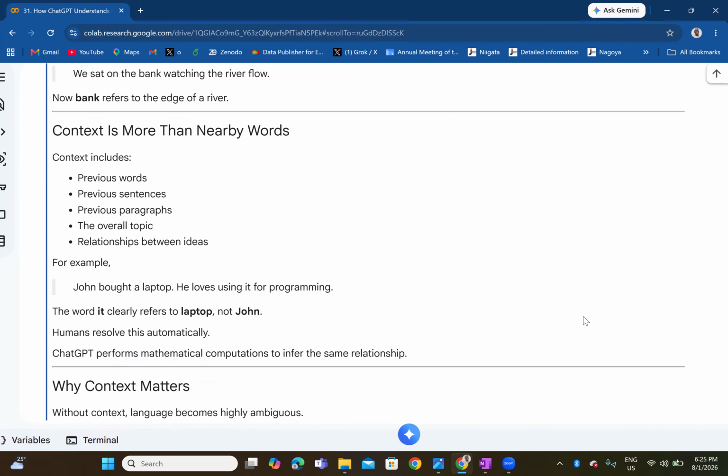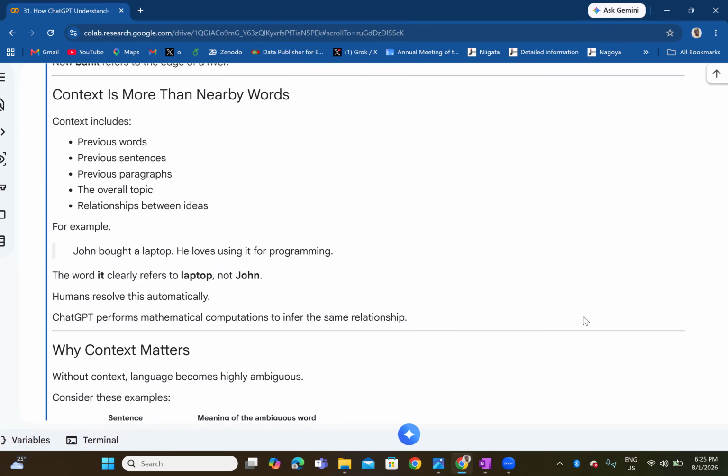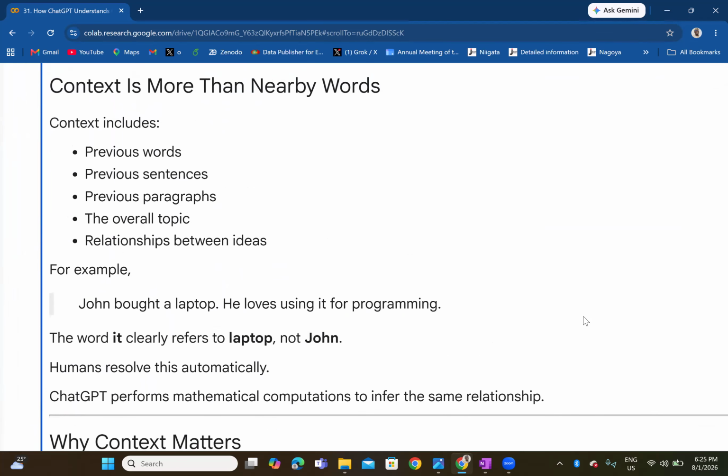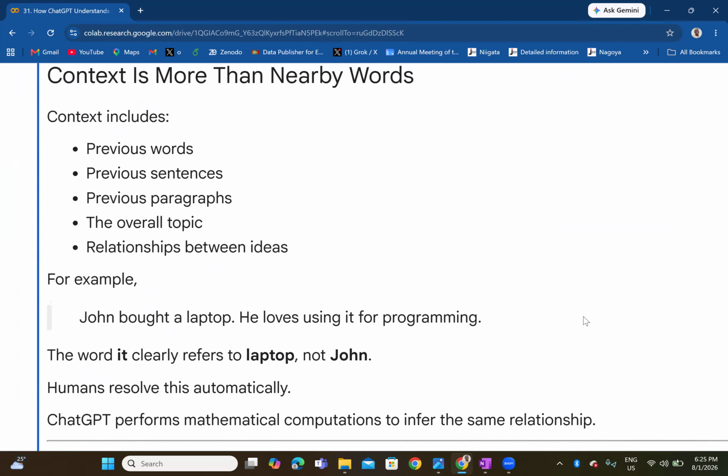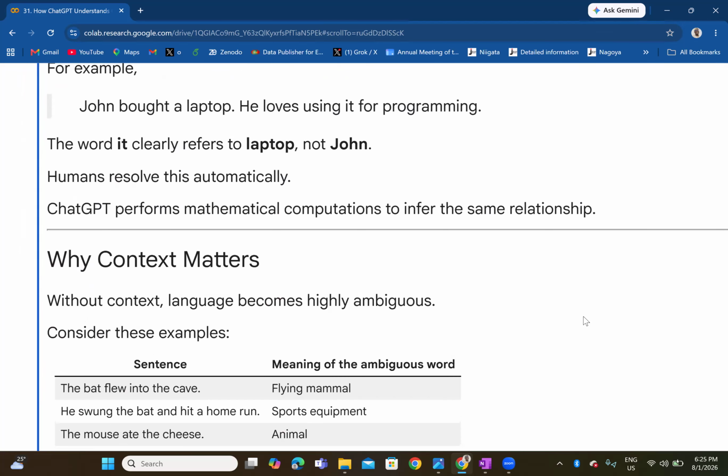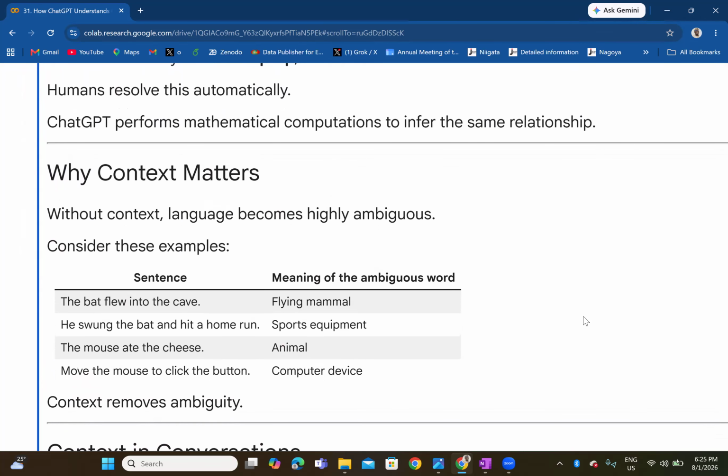So context is more than nearby words. Context can be about nearby words, but it is even more than that, because context includes previous words, previous sentences, previous paragraphs, the overall topic, and relationships between ideas. For example, John bought a laptop. He loves using it for programming. The word it clearly refers to laptop, not John. He refers to John, but in he loves using it, it is the laptop for programming. Humans resolve this automatically, because we already know all this since we understand our language. ChatGPT performs mathematical computations to infer this relationship. For ChatGPT to understand that it refers to laptop, it has to do some mathematical computation.